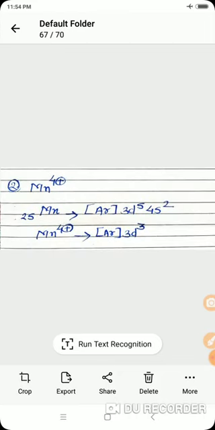Now next, Mn4+. Now we have to write the electronic configuration of Mn4+. Manganese and 4 positive charges given, so plus 4. As we know that Mn, manganese, having atomic number 25 and its electronic configuration is [Ar]3d5 4s2. Now we have to write the electronic configuration of Mn4+ ion.